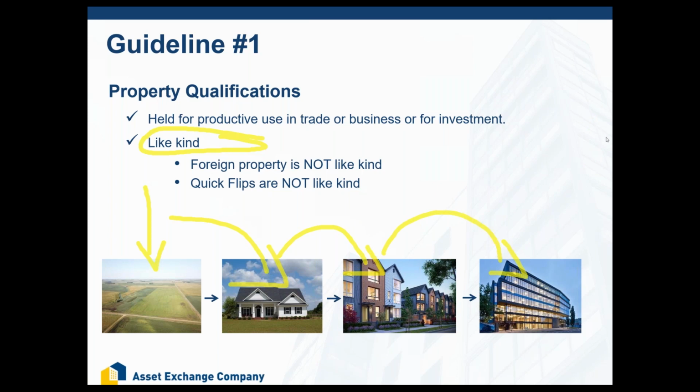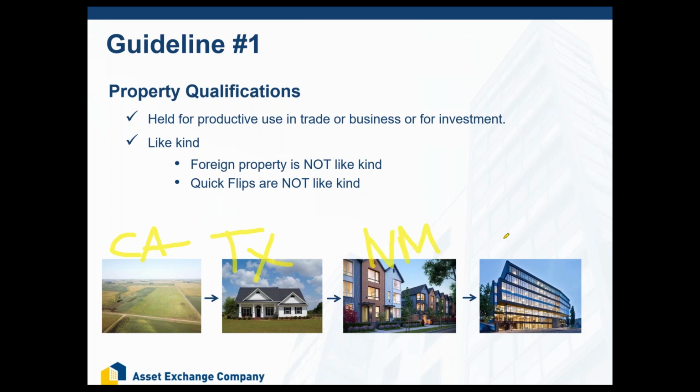You've got a lot of flexibility on the type of property and also the location. You could sell in California and buy in Texas. You can sell in Texas and buy in New Mexico. You can sell in New Mexico and buy in Ohio. Anywhere in the United States will work.